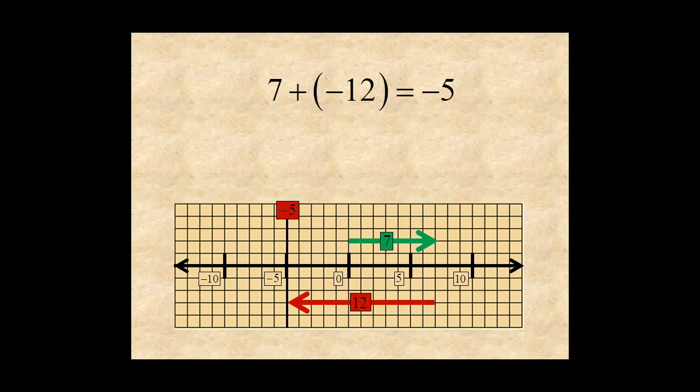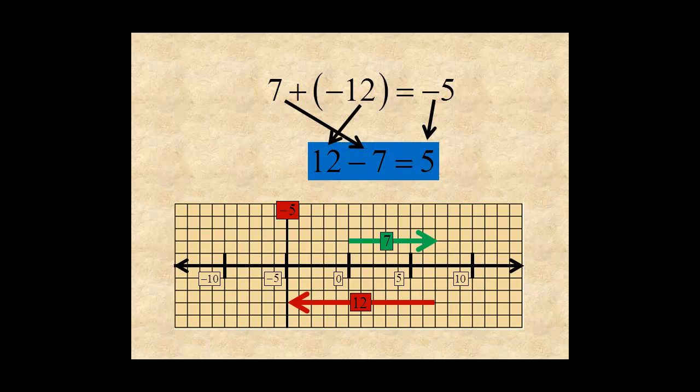There are two important things you need to understand about this example. First, the sum is negative because the number with the largest absolute value is negative. Second, the absolute value of the sum, 5, is the difference of the absolute value of the two numbers, 12 minus 7. And you can see this difference on the number line. The difference between 12 and 7 is 5.